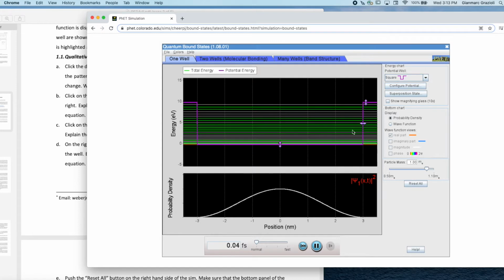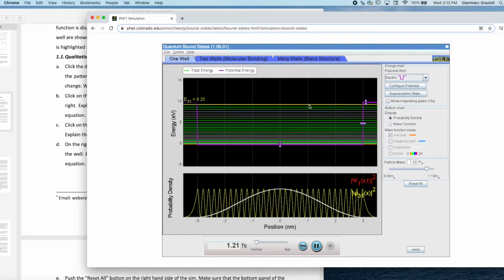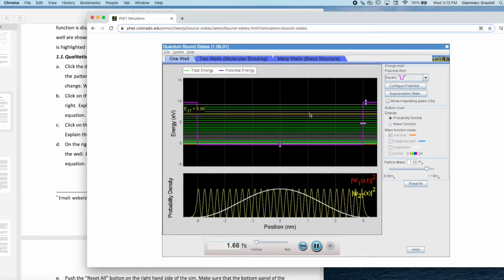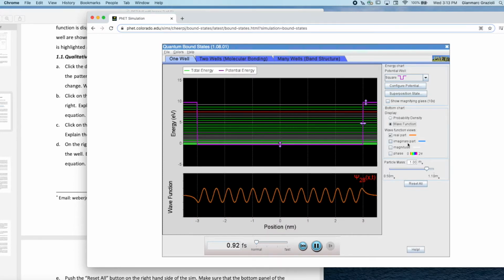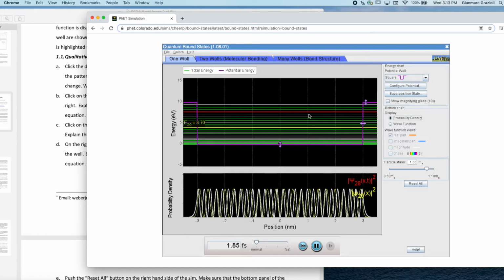Okay, so this is super cool. You notice that all these energetic states get pretty cool looking too when they get bigger. If I click one of these, now we got that. Let's see what the wave function looks like. Ooh, cool, right? Go back to probability density function.